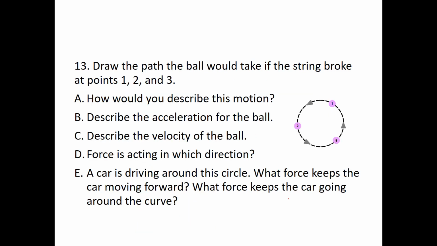Okay, draw the path the ball would take if the string broke at 1, 2, and 3. Okay, so this is where the tangential velocity, if there was no centripetal force, well, it would just follow a straight line tangent to the circle.